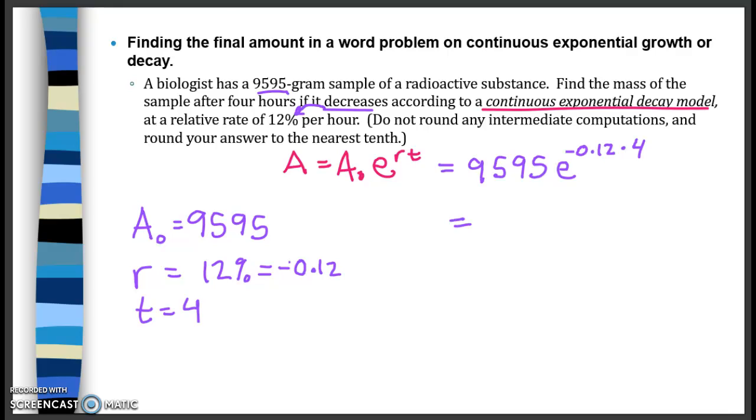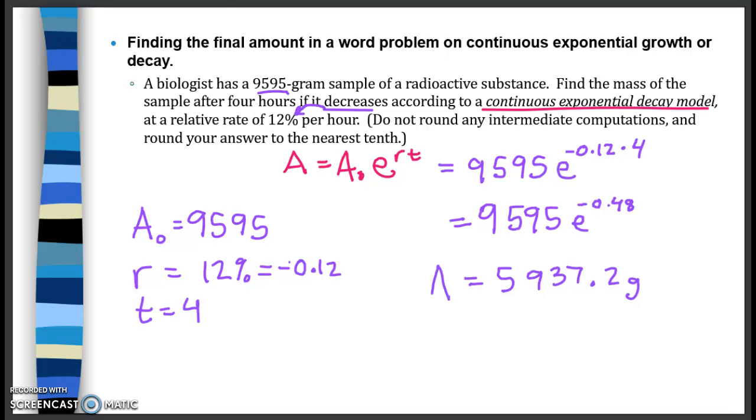This equals 9,595 times e to the negative 0.48. After we calculate that, we will get that we have 5,937.2 grams. Always go back and think of it in the context of our problem and what we are told.